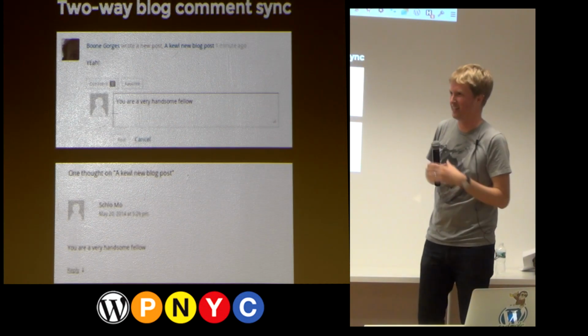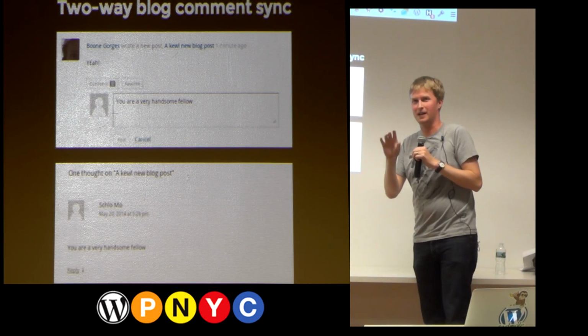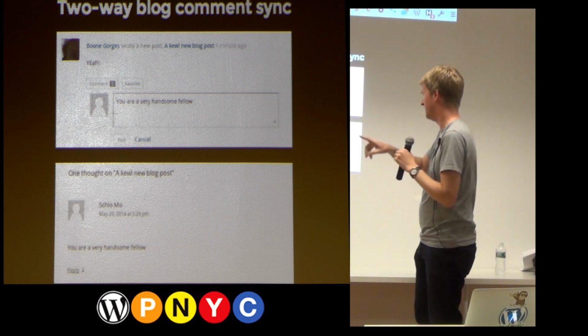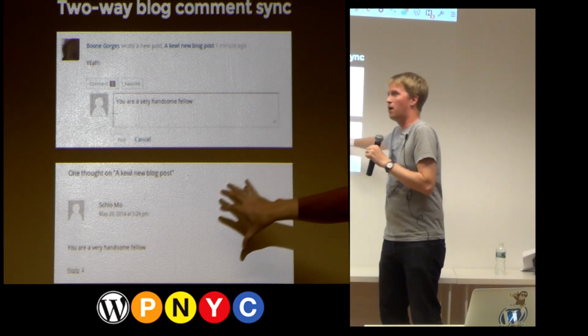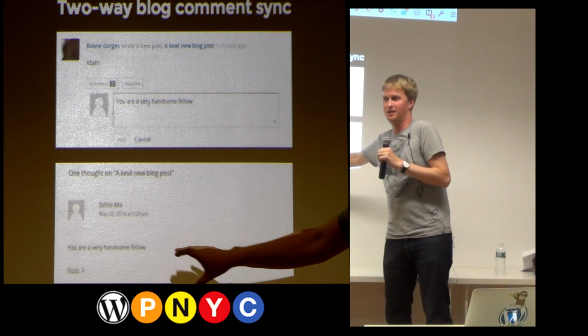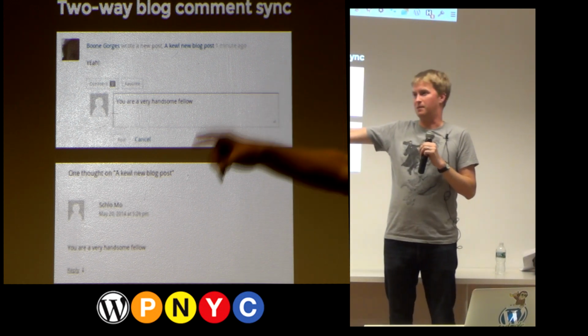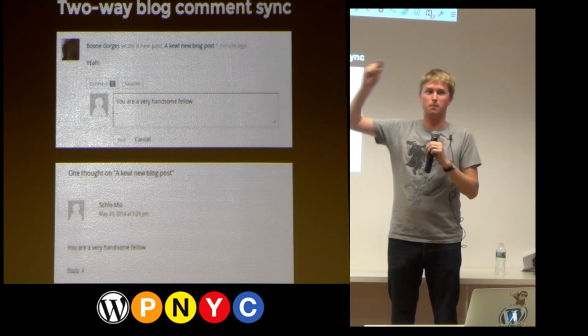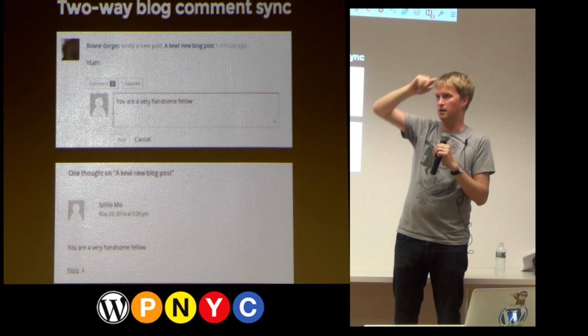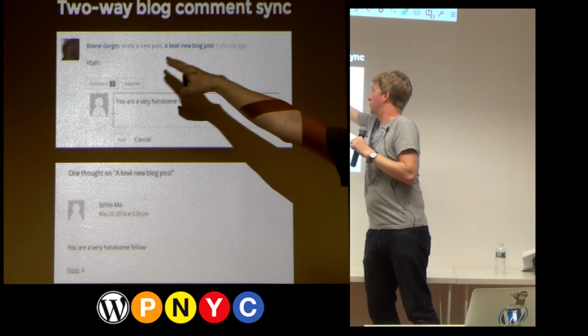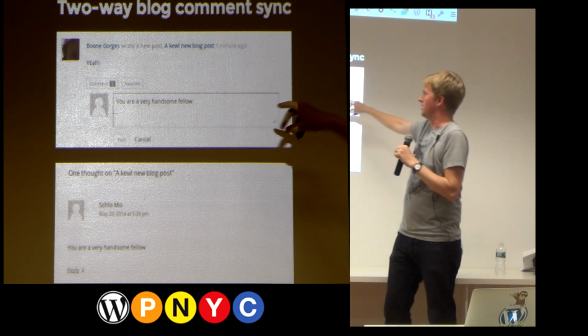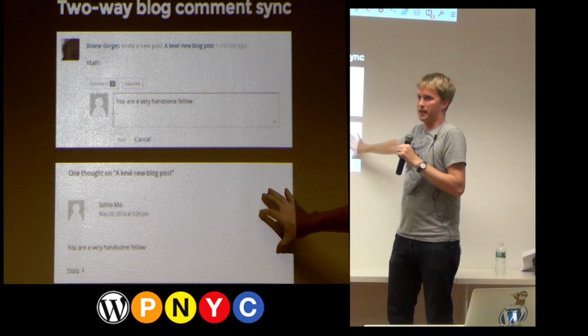Two-way blog comment sync. Another kind of small one that you might not notice but can actually have a huge effect on your community engagement. When you post a blog post, an activity item is posted too. It says, Boone posted a new post. I'm the coolest. And that's what it says here. Boone wrote a new post, a cool new blog post. This is the activity stream. This is the blog itself.